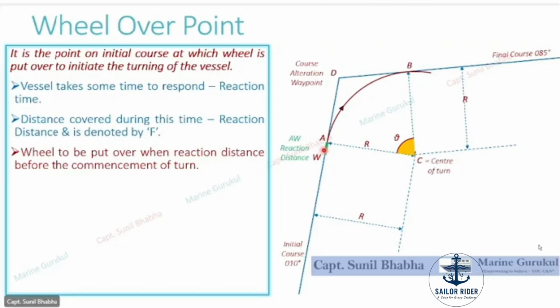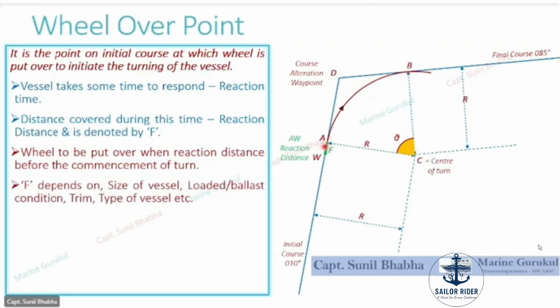So alpha to whiskey, A to W represents the reaction distance, and this reaction distance is denoted by alphabet F, foxtrot. So when the vessel is moving on its initial course, it reaches the wheel over point whiskey, the helm is put over, helm order is given, wheel is put over. Vessel takes this much time and distance, whiskey to alpha, to respond to the helm. After covering distance whiskey to alpha, the vessel responds and starts making an alteration and finally reaches point Bravo, completing the turn.